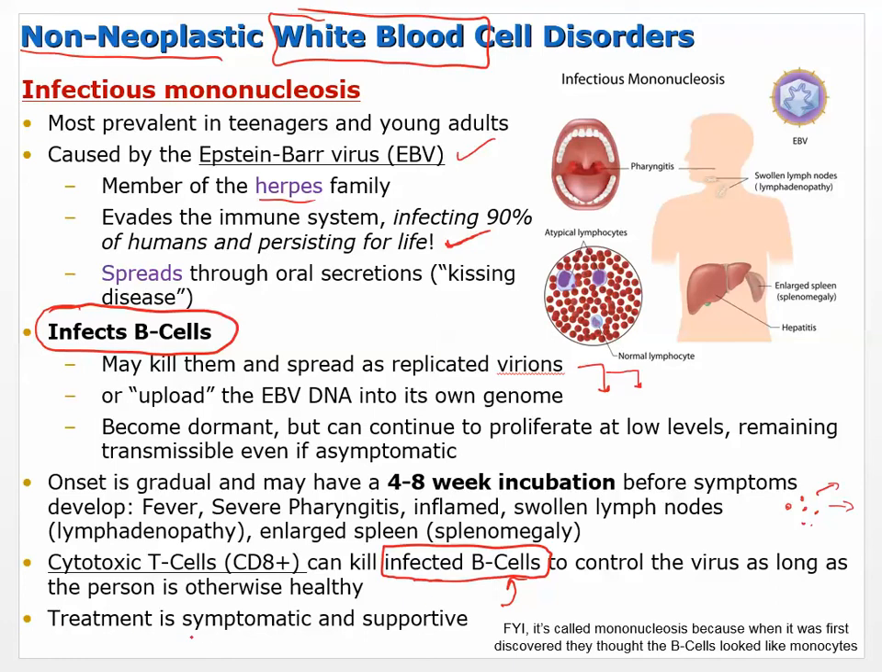Okay, so treatment is symptomatic and supportive. In other words, there really isn't a cure. You can't give somebody something and say, let's get rid of your mono. All you can do is keep somebody well hydrated, well fed, and try to relieve the symptoms and let their immune system take care of it on its own.